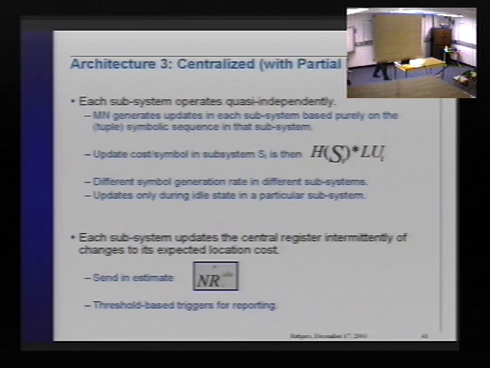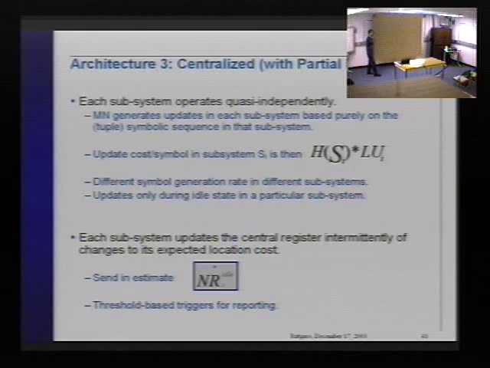So, here are more equations. Again, you can see all this in the paper. This was the framework, and it gives you the ideal theoretical bound. But unfortunately, there are problems. So what's the practical solution? The practical solution is to let each subsystem operate quasi-independently. Go back to the old model.